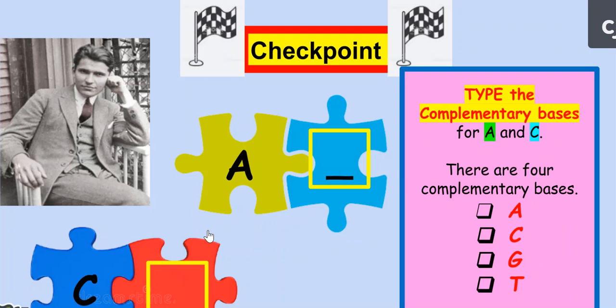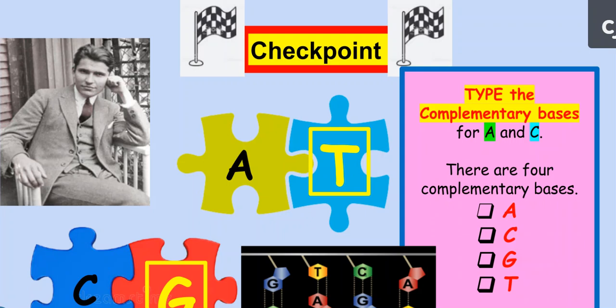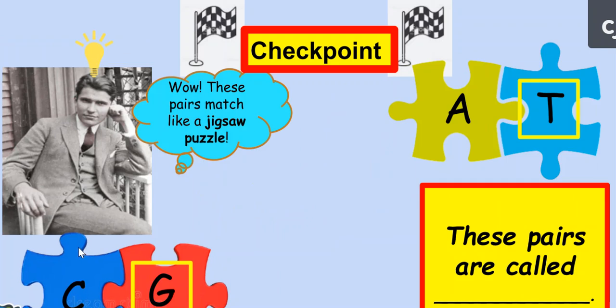If you said T, you would be correct. A pairs with T, which means C pairs with G. They always stick together because they fit together the right way. AT, CG. Some teachers like to remember this as all trees can grow. So, those are called base pairs or nitrogen base pairs, complementary base pairs, because they fit together like a puzzle piece.